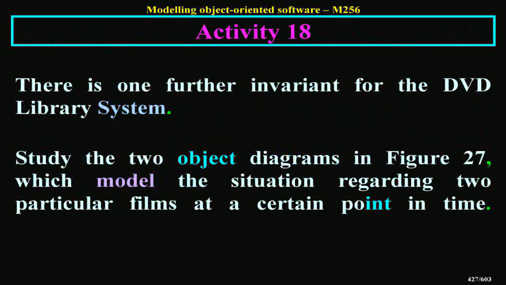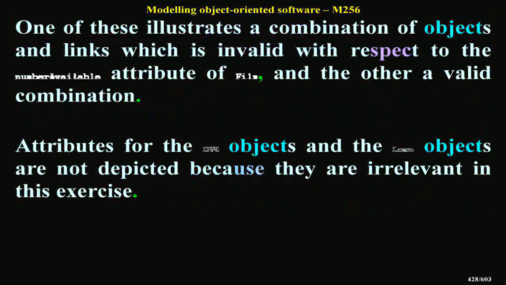Activity 18. There is one further invariant for the DVD library system. Study the two object diagrams in Figure 27, which model the situation regarding two particular films at a certain point in time. One of these illustrates a combination of objects and links which is invalid with respect to the attribute, and the other a valid combination. Attributes for the objects are not depicted because they are irrelevant in this exercise.